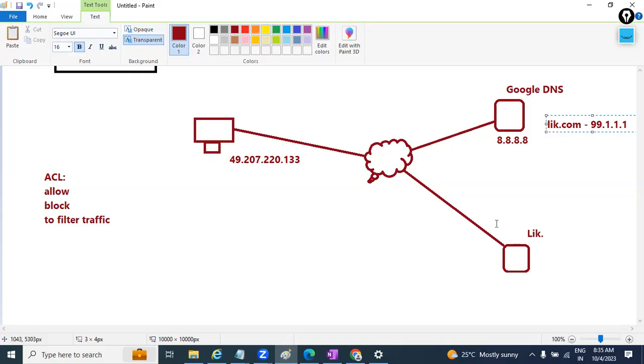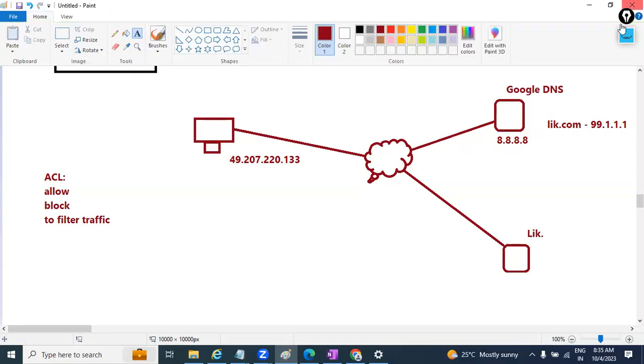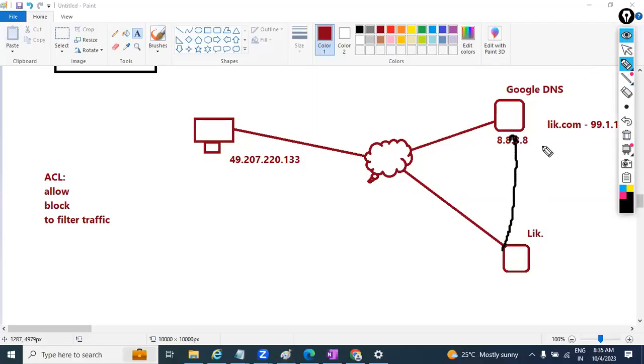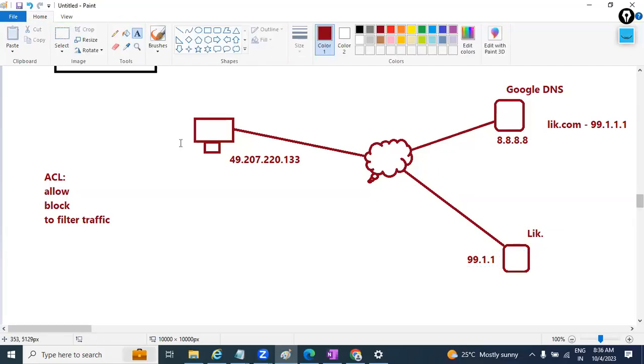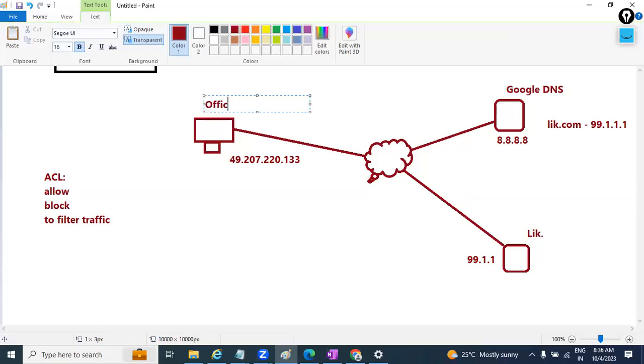Because if LinkedIn is making any change in the IP address, they have to send a request to the Google DNS to update their IP. So these practices are not on a daily basis. Correct, this is not on a daily basis. If every day they were changing the IP address, that wouldn't make any sense. So let's consider, for example, I'm using here 99.1.1.1. Right now I'm in the office.